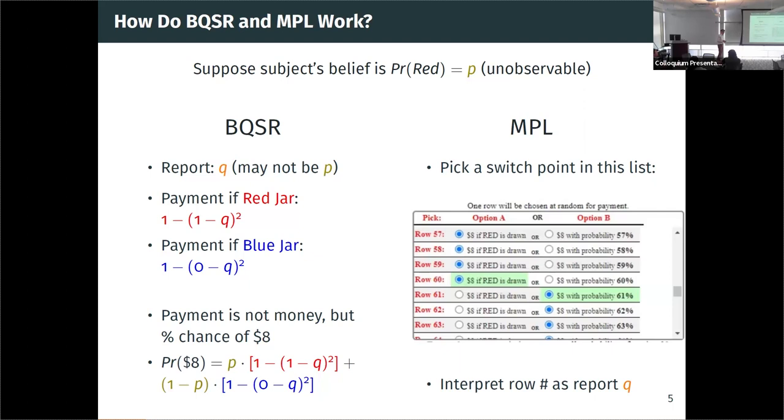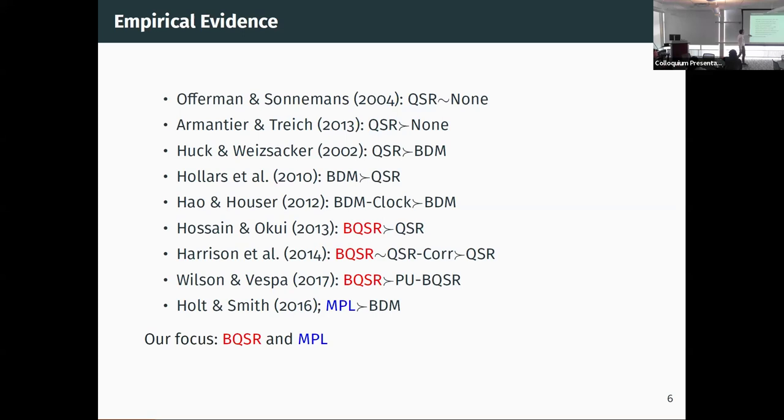Okay. So what's been done so far in the literature? There's a bunch of papers that try to test these mechanisms. Several papers have documented that BQSR works better than other alternatives, which I won't get into. There's really only one paper that directly tests this multiple price list and shows that it does well against standard BDM. But nobody's compared these two against each other. So this is kind of a winner, and this is kind of a winner, but nobody's compared those. So step one, what I got interested in going into this is, which of those is better?